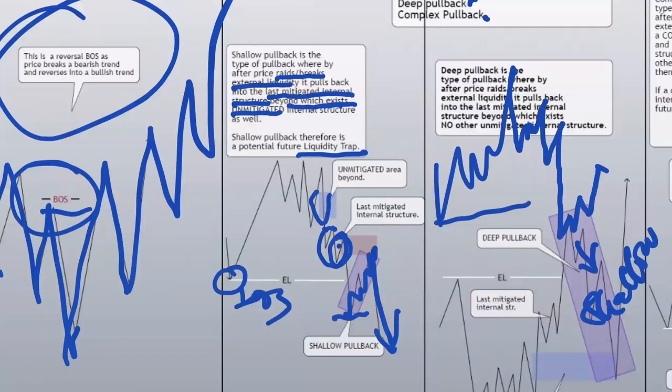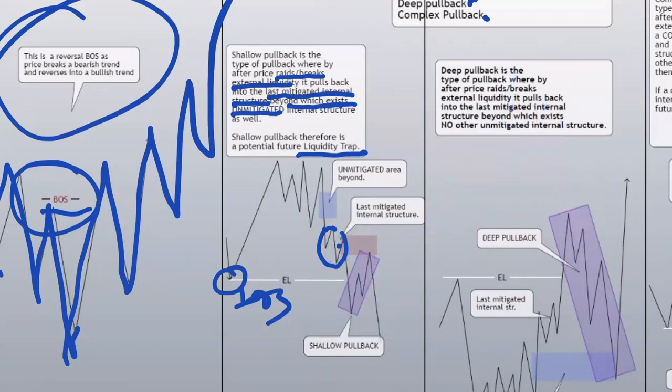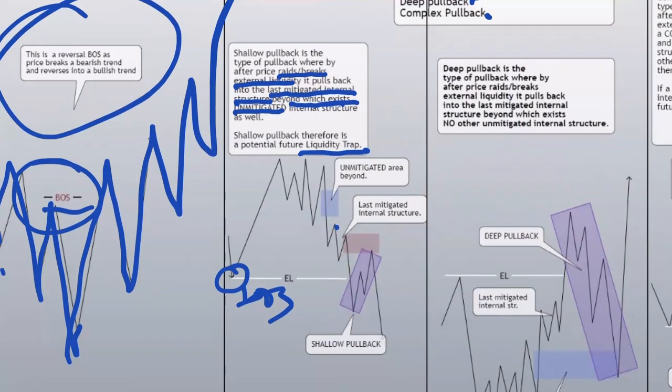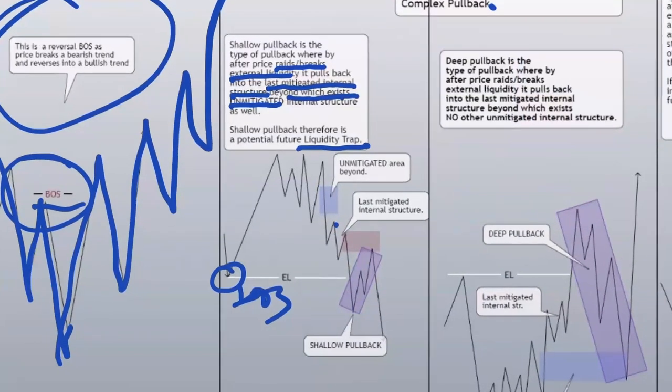Because this has not told you that it is a pullback. What if it is a reversal? What if the price wants to reverse totally? It is a pullback because it creates a lower low. That is why it is a pullback. So this is our shallow pullback: the last mitigated internal structure, price pulls back into it and creates a lower low.